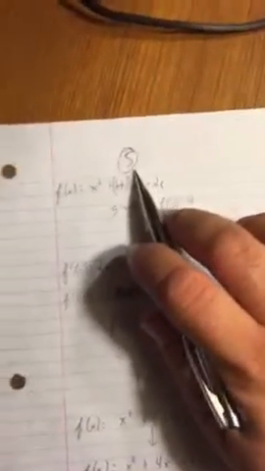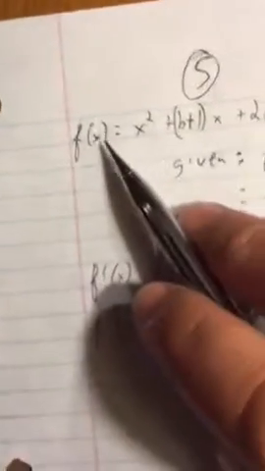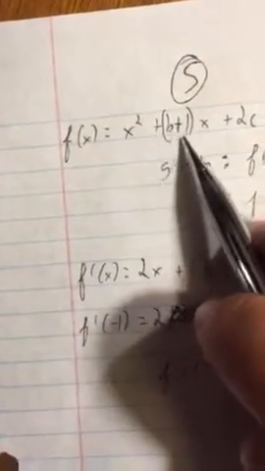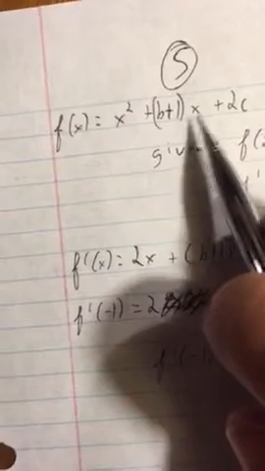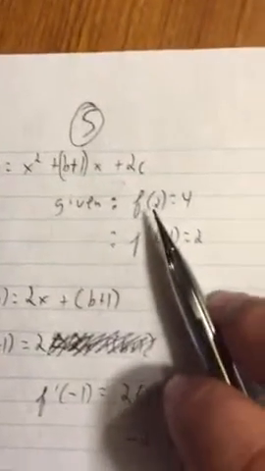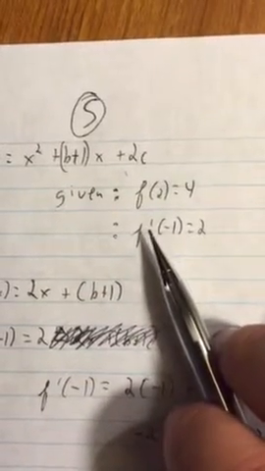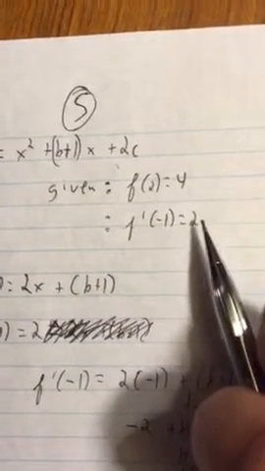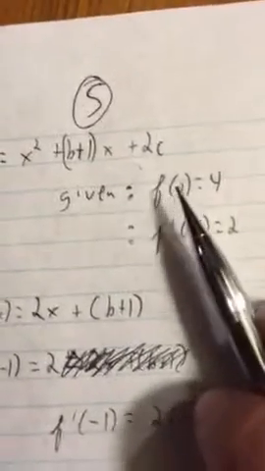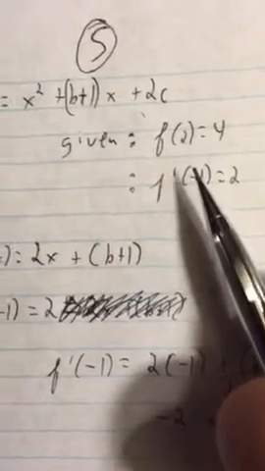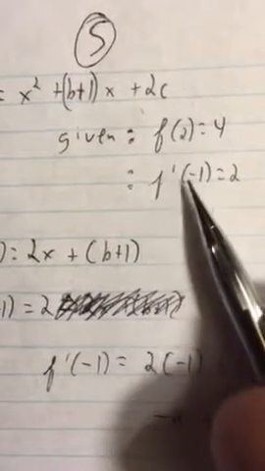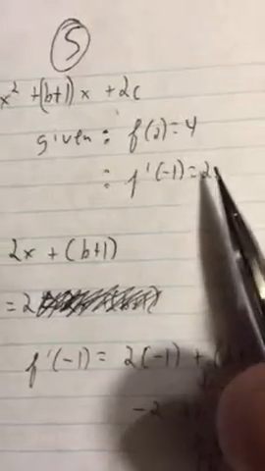Final video of 3, and this is problem number 5. The problem was you have f of x is equal to x squared plus b plus 1 times x plus 2c. We are given that f of 2 is equal to 4 and f prime of negative 1 is equal to 2. Okay? So when x equals 2 in the original equation, we get a 4, and in the derivative of the original equation when x is negative 1, we get a 2.